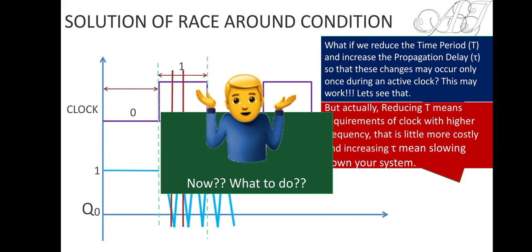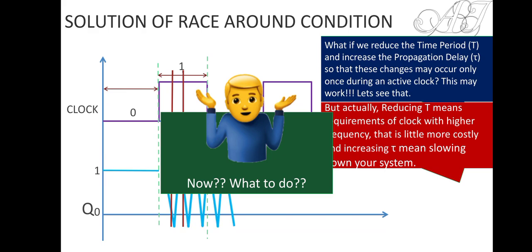And we were not getting a definite output in JK flip-flop at 1 1 also, because there was a race between 0 and 1, and because of that race around condition, the output was not definite. You may either get 1 or 0 at the end of clock.